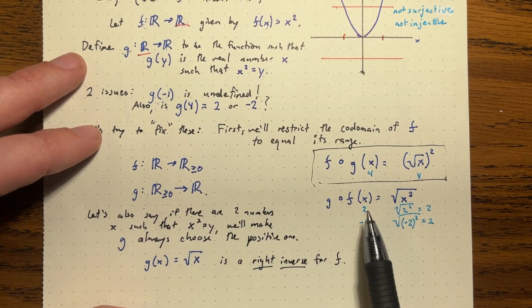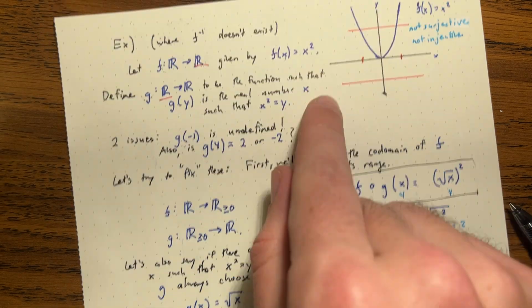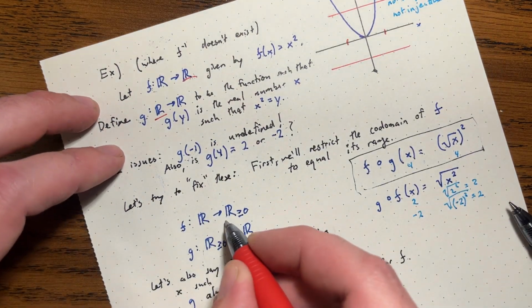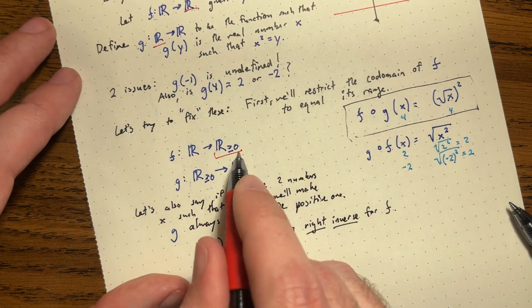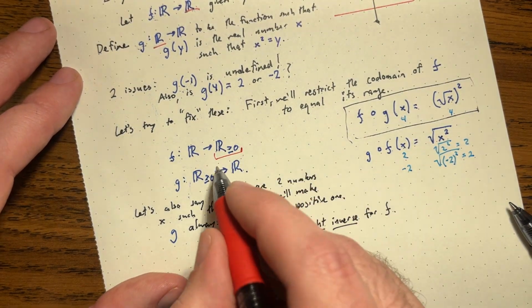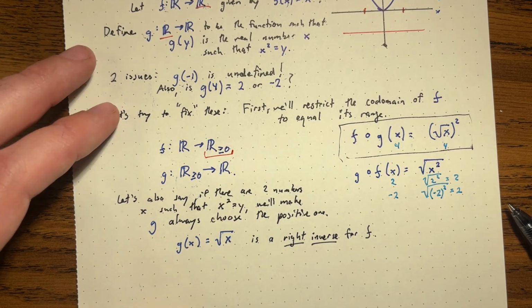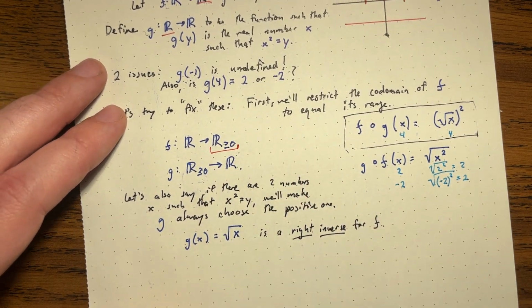So we've defined a right inverse. But notice we had to repair f to make it surjective. See, we're mapping onto, we had to change the codomain to be the entire range. So we kind of forced it to be surjective. And that didn't seem like a big change to make, right?